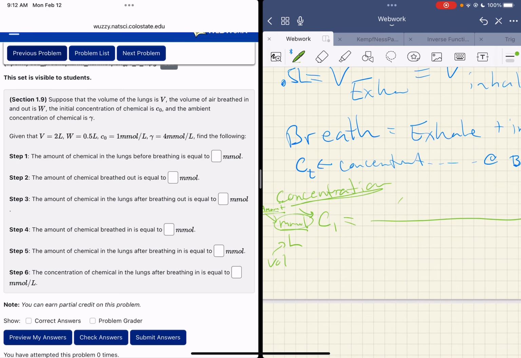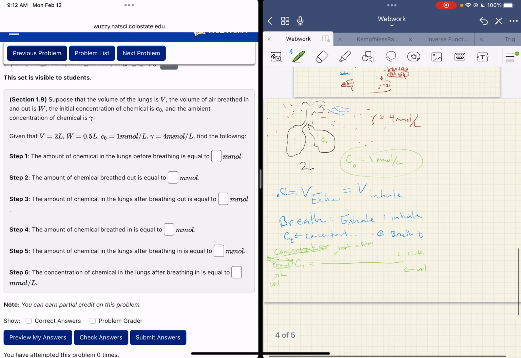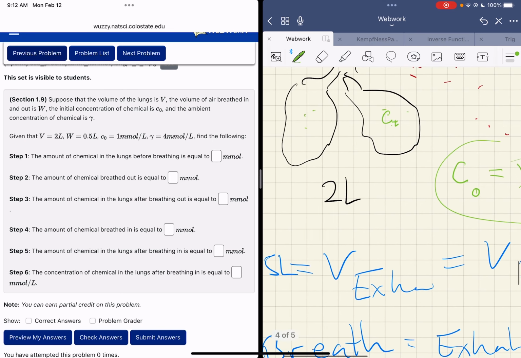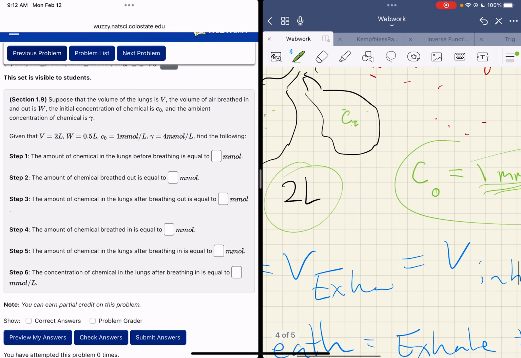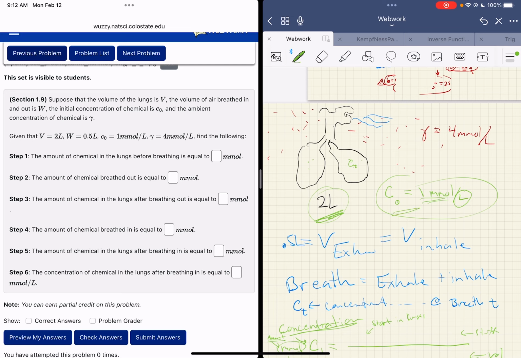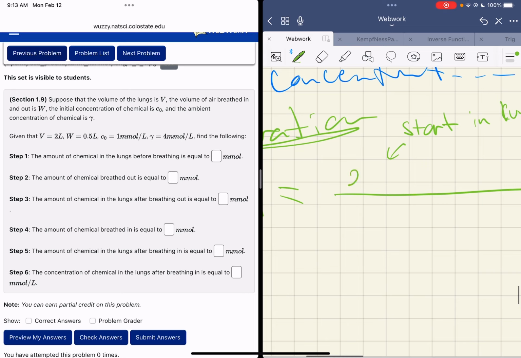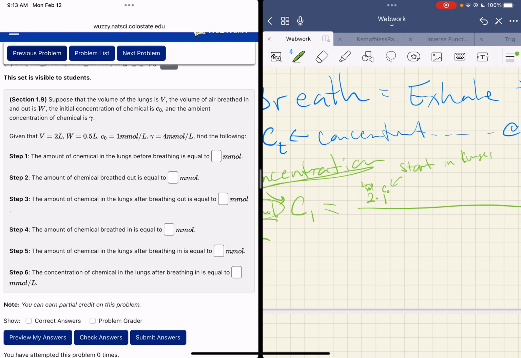So how much amount do we start with in our lungs? Every liter of my lungs contributes 1 millimole, and my lungs have 2 liters. If I multiply the volume with the concentration, I'll get the amount. So I would do 2 times 1, where this 1 is C0 and this 2 is the lung volume. I begin with 2 millimoles of substance in my lungs.